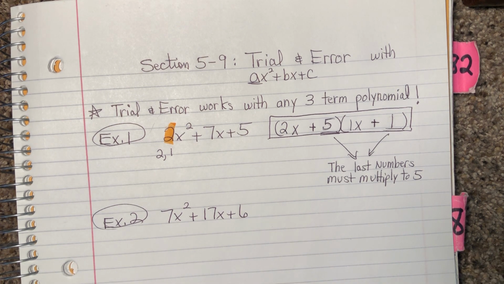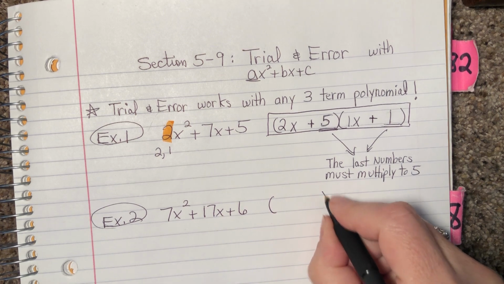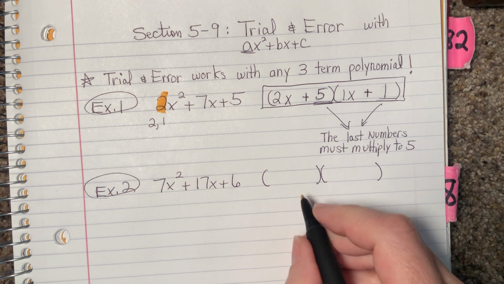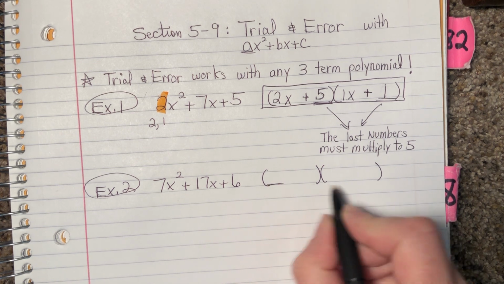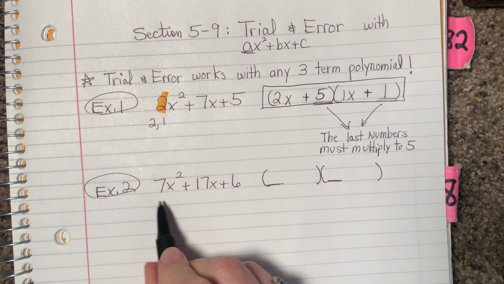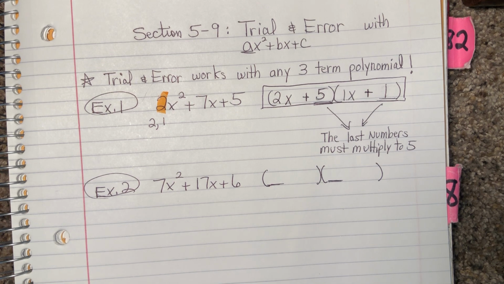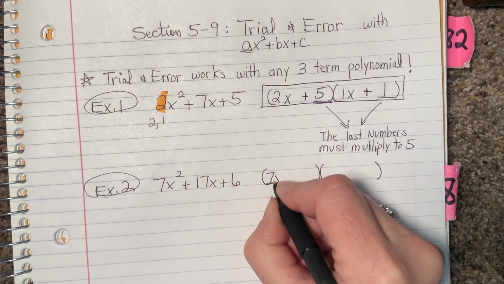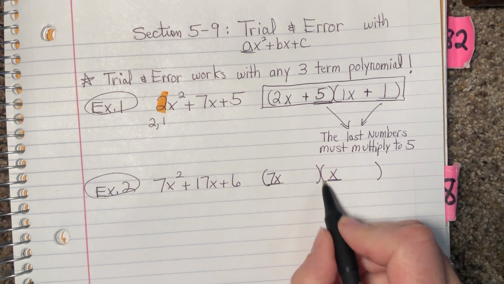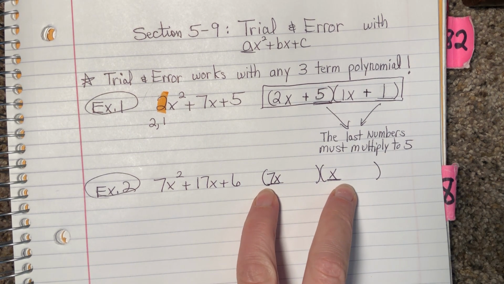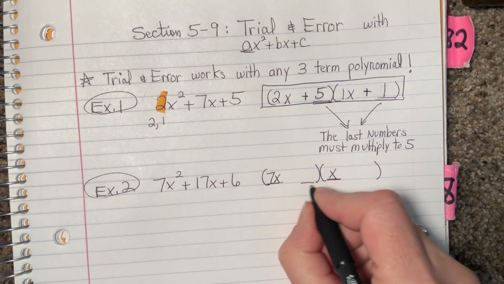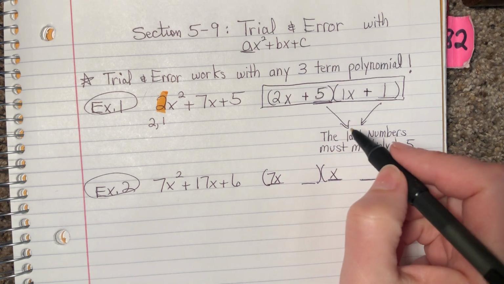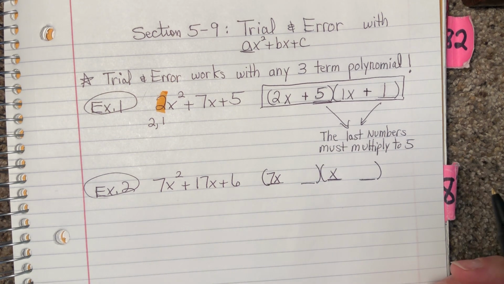All right, so your first step is to write the open parentheses. And then we need the two things that multiply to make a 7x squared. Well, I can only make a 7 with a 1 times 7, so I'm going to put 7x times x. I don't put a 1 here. That makes 7x squared. Now, what goes here? Remember, the last numbers must multiply to the end number.